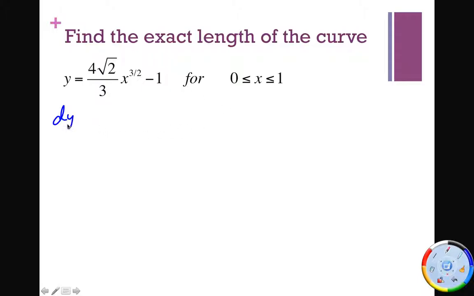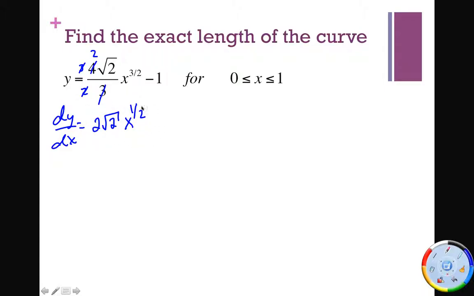We do need to know what is dy dx. What is the derivative of y, or y prime, here? So we take down the 3 halves. The 3's cancel because this becomes 3 over 2. This becomes a 2. And I subtract 1 from the exponent. So this becomes 2 radical 2 times x to the 1 half power. The derivative of negative 1 is 0. Now, the square root of x function, this x to the 1 half, doesn't have any vertical tangents on 0 to 1, so we're good with using this version.